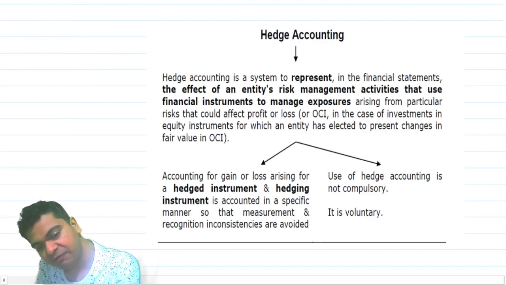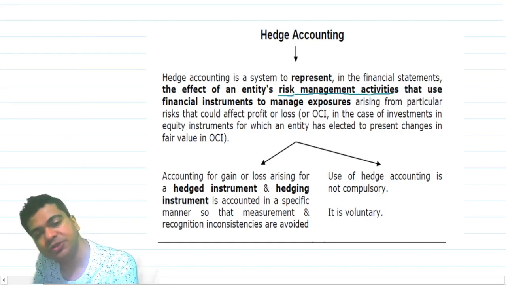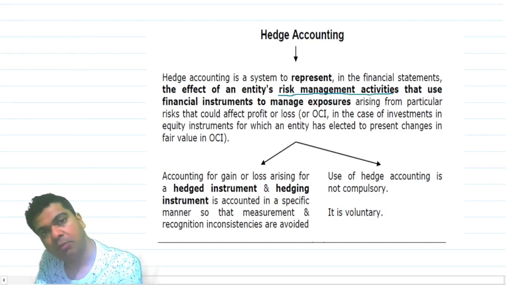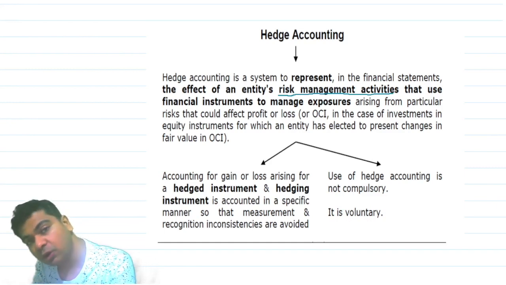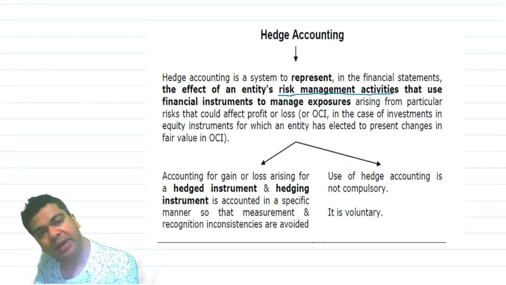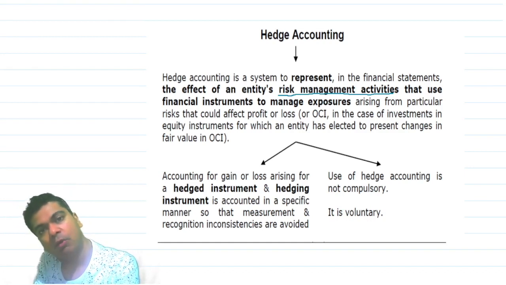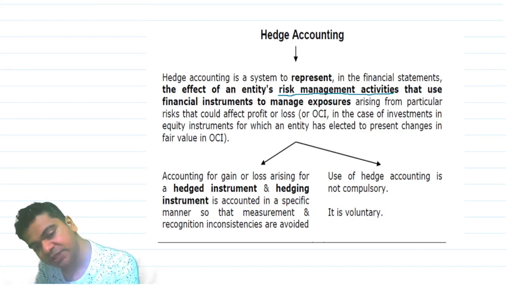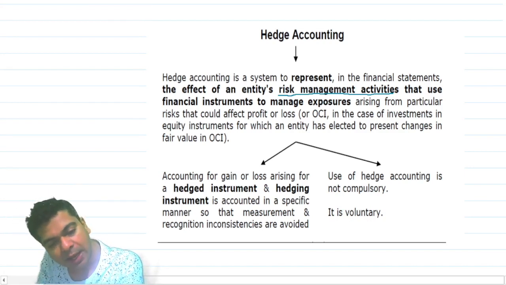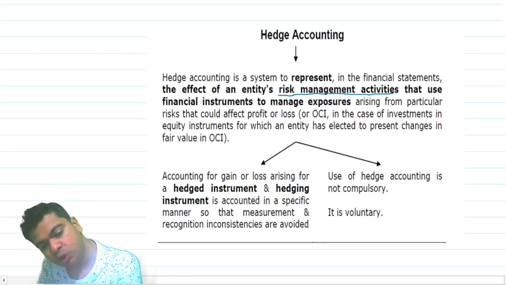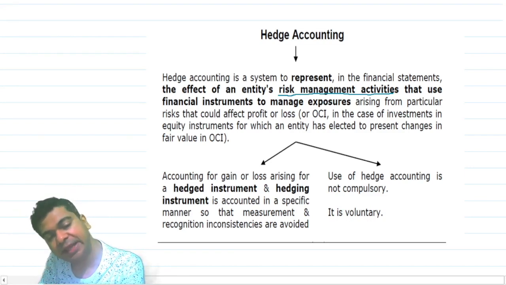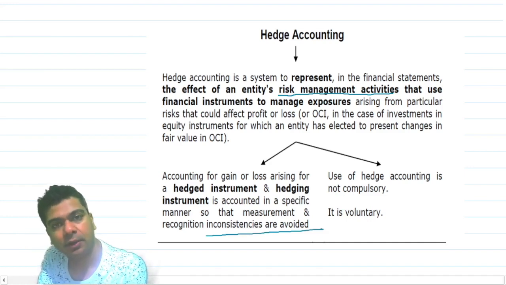So basically, we are referring to the entity's risk management activities. You are using financial instruments to manage these exposures. Most of these exposures will be captured in the profit and loss itself, while an equity instrument classified as FVOCI is one particular item where the volatility will be captured in the OCI. Then they say, accounting for gain or loss arising from a hedged item and hedging instrument is accounted in a specific manner so that measurement and recognition inconsistencies are avoided.